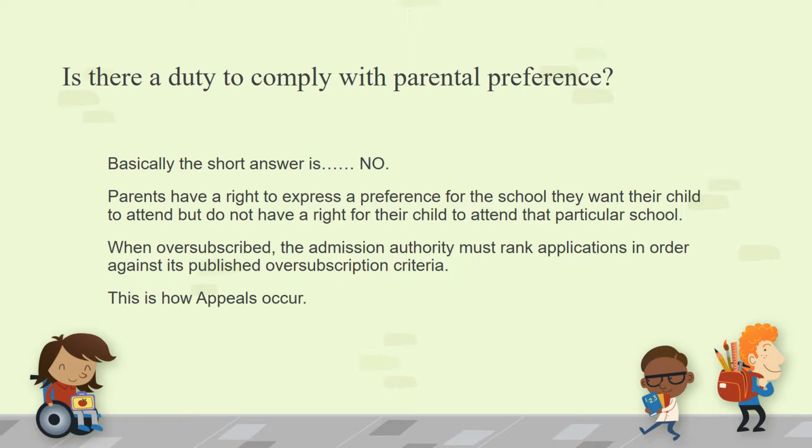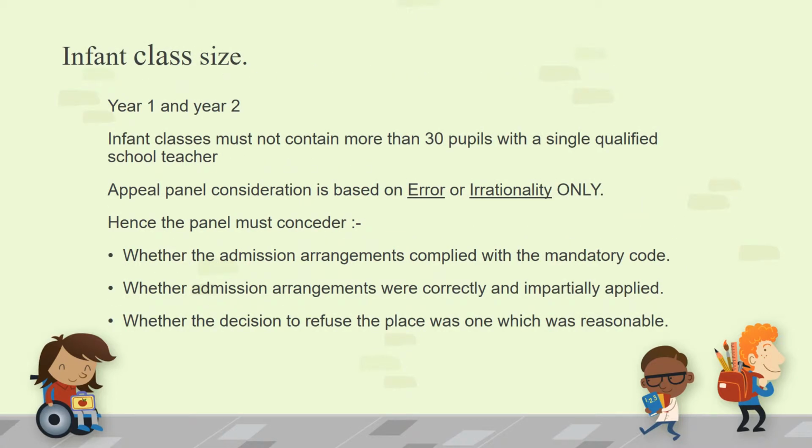If a school is undersubscribed, then any parent that applies must be offered a place. When oversubscribed, the admission authority must rank applications in order against its published oversubscription criteria. Some children therefore do not get a place at the school they would like, and this is how appeals can occur. The first type of appeal we will look at is called infant class size. If your child will be entering primary school in year 1 or year 2, the appeal will be heard under the infant class size appeal.